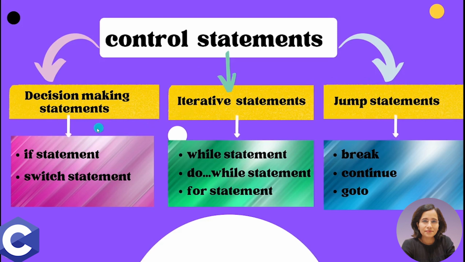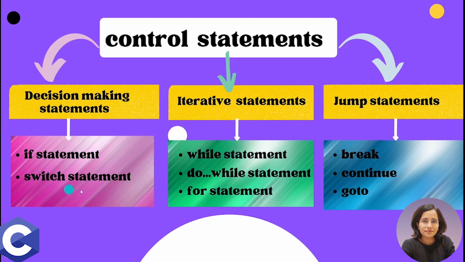Decision making statements are used to make decisions based on the conditions. Iterative statements create loops in the program. It repeats the set of statements until the condition for termination is met, and the jump statement makes the control jump to another section of the program.